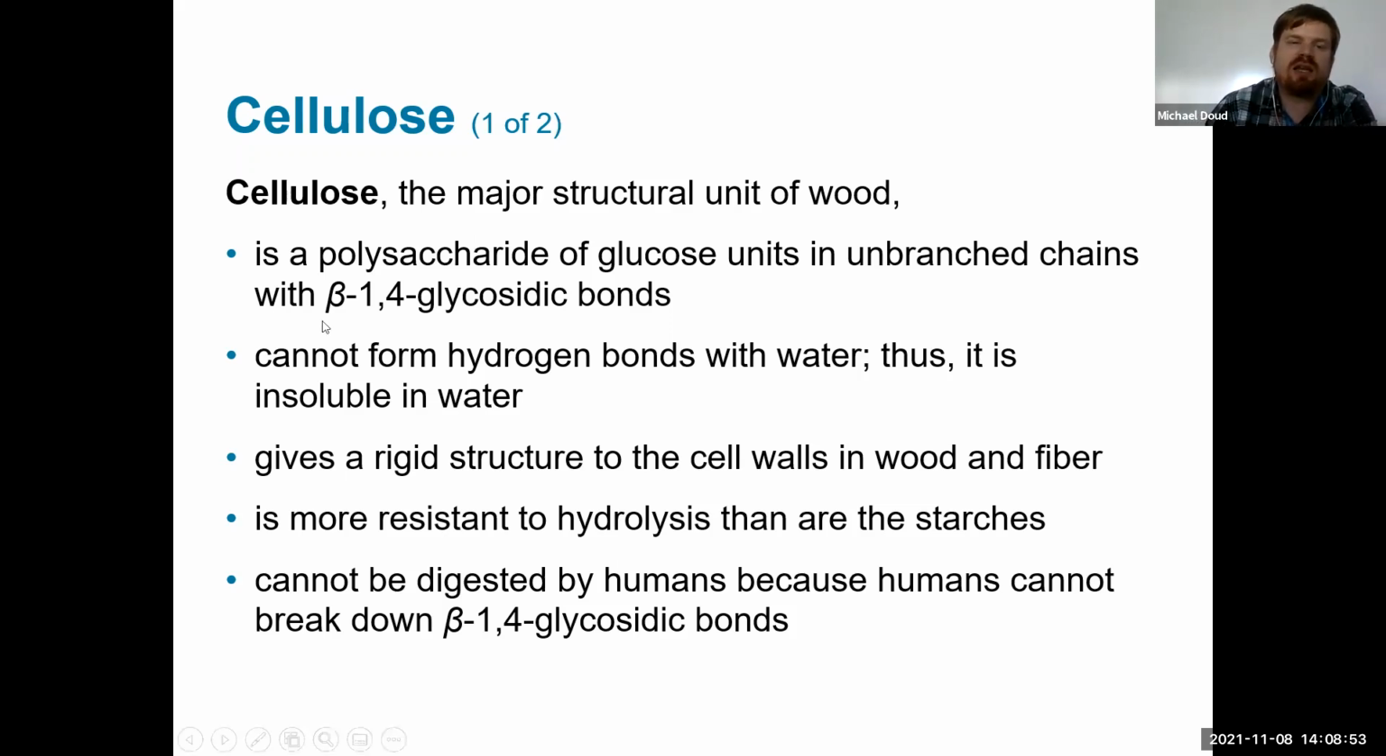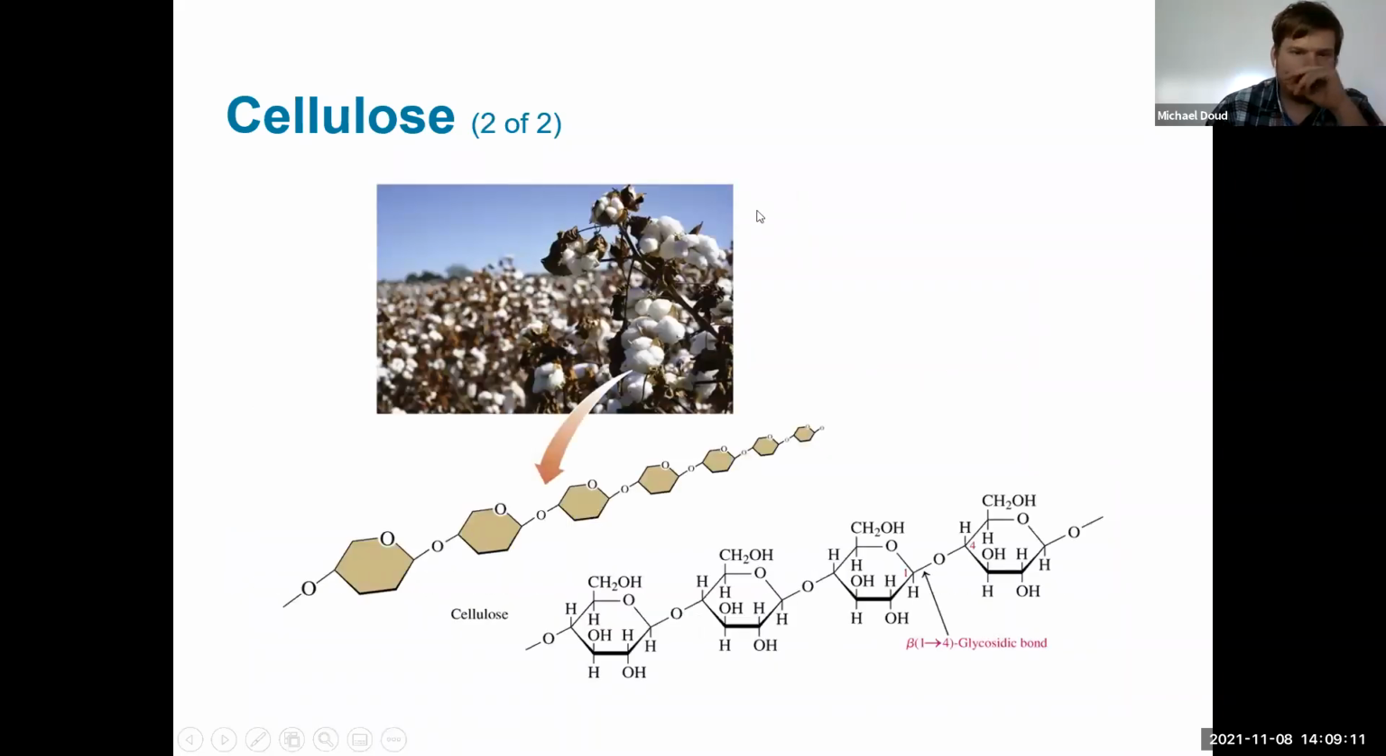And because we can't digest these beta 1,4 glycosidic bonds, that's a big difference here: rather than alpha 1,4 glycosidic bonds, these are beta 1,4 glycosidic bonds. We don't have the enzymes to break those down. So we can't actually digest this. This is just what's known as fiber. So this cellulose is also, for example, in cotton, it's a beta 1,4 glycosidic bond. So you take a beta D glucose unit, and that connects to the next beta D glucose unit, and on and on and on.